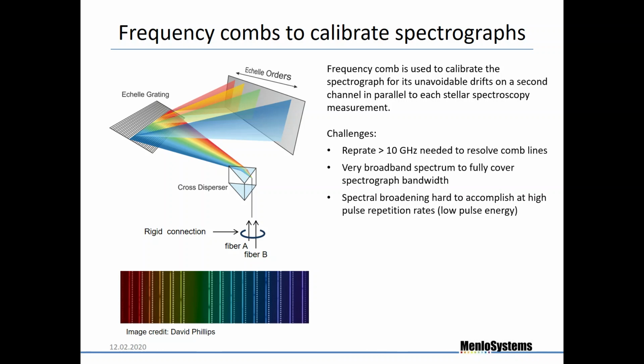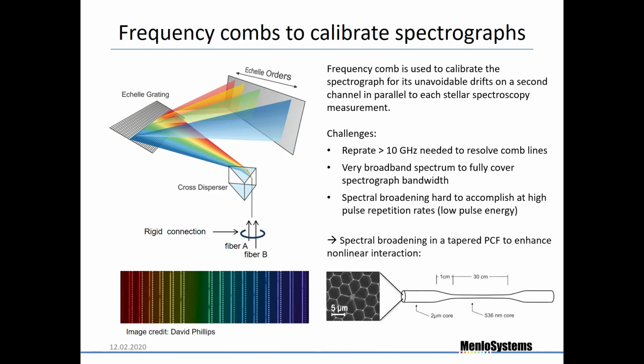And if you want to use a frequency comb for this, you have two challenges. Number one, you need very wide line separation for this spectrometer to resolve it, which needs a very high pulse repetition rate. And secondly, you need a really broadband spectrum to cover the full range of that spectrograph. Unfortunately, these two requirements are in conflict with one another. When you have a high pulse repetition rate, you have many pulses per time, so you distribute the available power among many pulses, which leaves very little energy for each pulse. So you have a hard time driving the nonlinear spectral broadening.